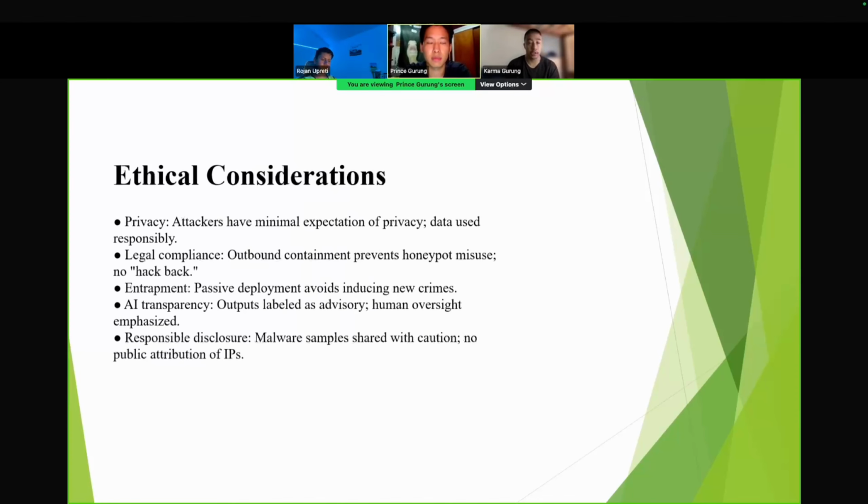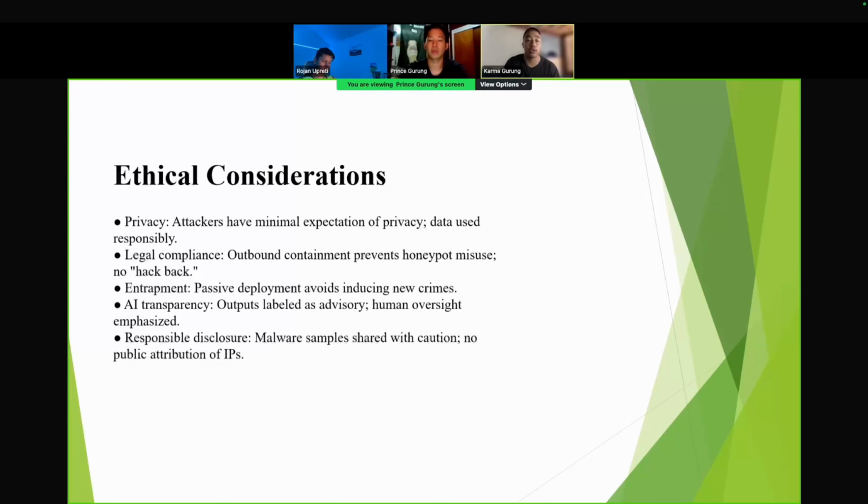Ethical considerations. Before deploying any security system, especially one that interacts with real-world attackers, it is crucial to address the ethical implications. In our project, we took several important steps to ensure responsible and lawful deployment. Our system was designed with ethical responsibility in mind. Although attackers have minimal privacy expectations, we still treated all the collected data with care.